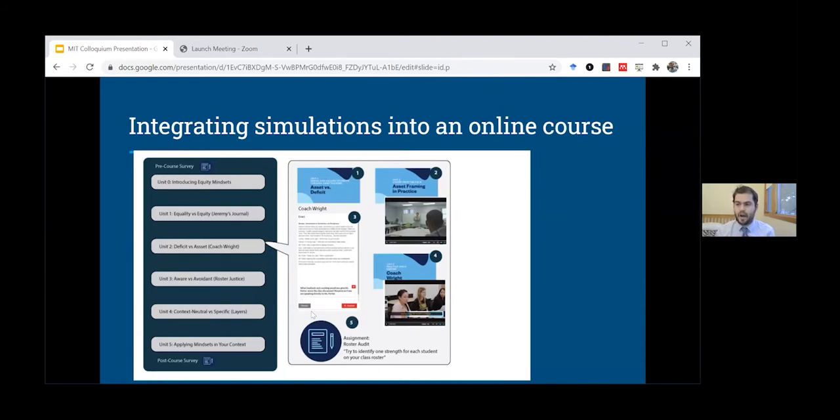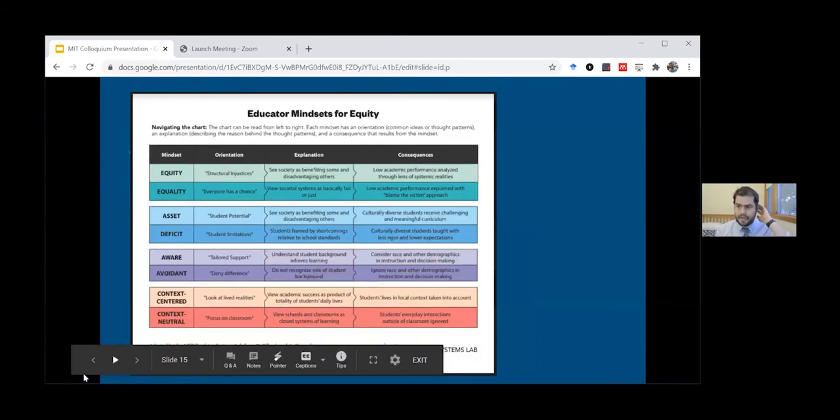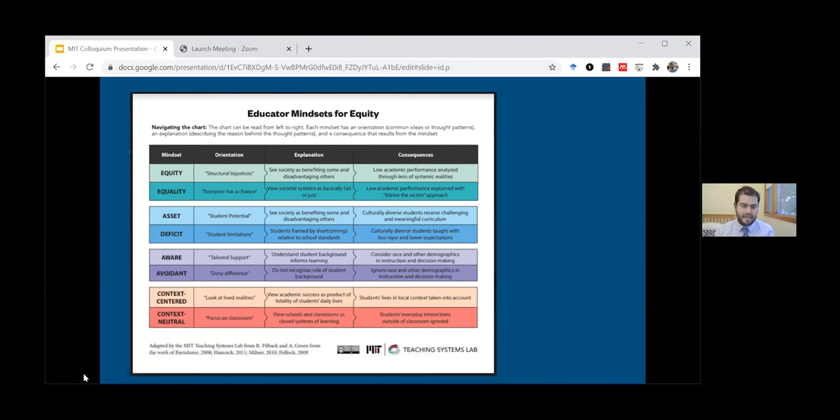So even though it was an online course, this was last March, right when COVID was starting, and so many people were turning to online learning at that time. Even though it's online, you're able to see what other people are thinking and doing in that moment. And the course itself was structured around this idea of educator mindsets.